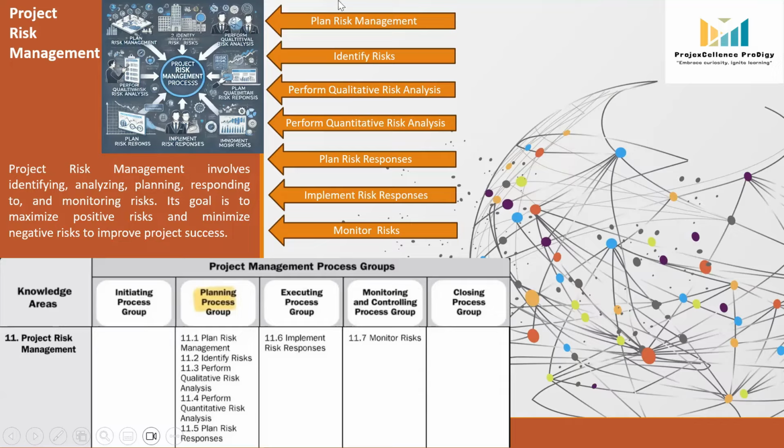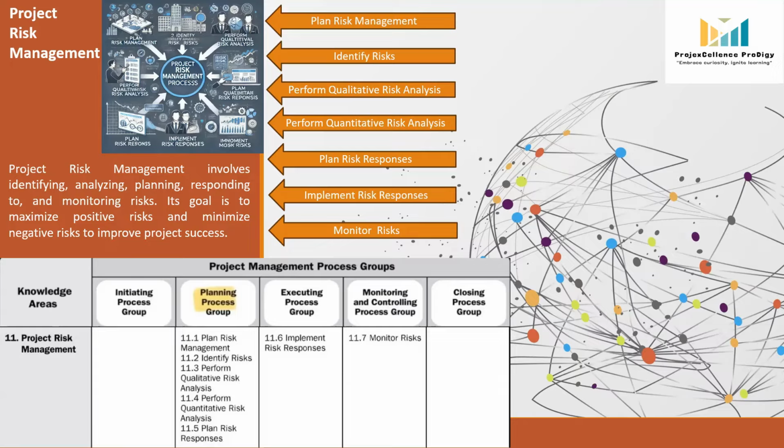The first process is plan risk management. Here, we define how the risk management activities will be conducted in the project. Second process is identify risk. In this, we detect and document potential risk that could impact the project, both threats and opportunities. Next process is perform qualitative risk analysis. In this, we prioritize risk based on their probability and impact using qualitative techniques. Next process is perform quantitative risk analysis. Here, we use numerical techniques to measure the overall risk exposure, like Monte Carlo simulation. This is the optional process in project risk management.